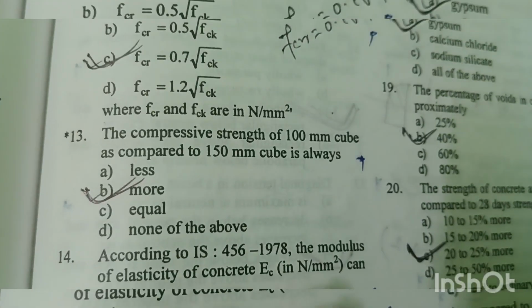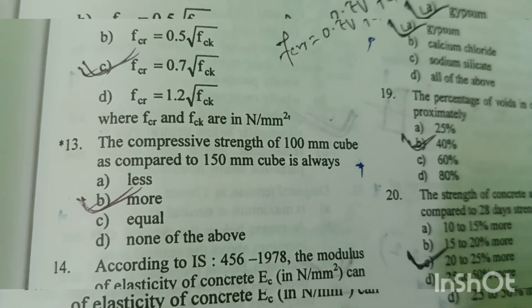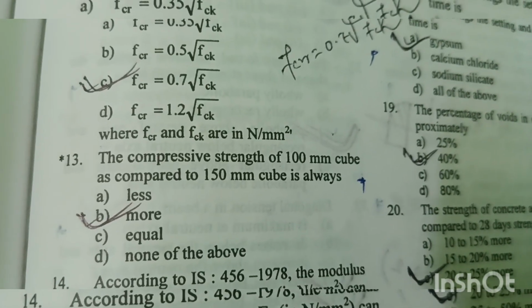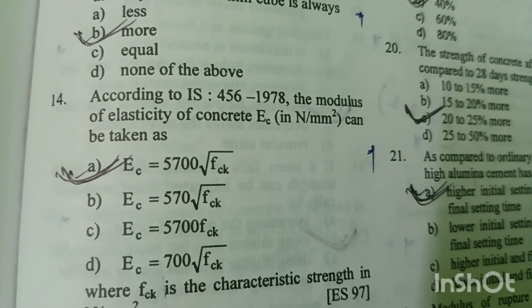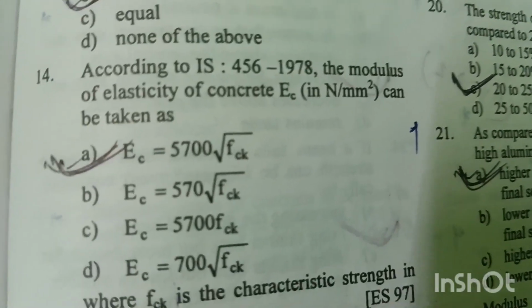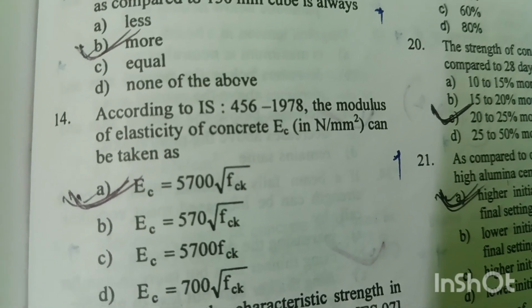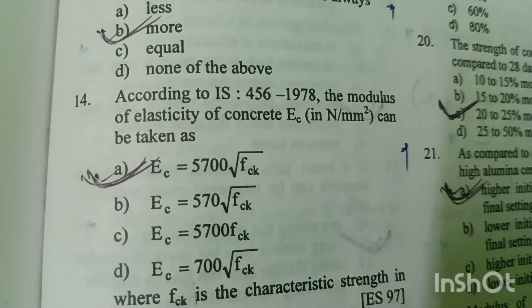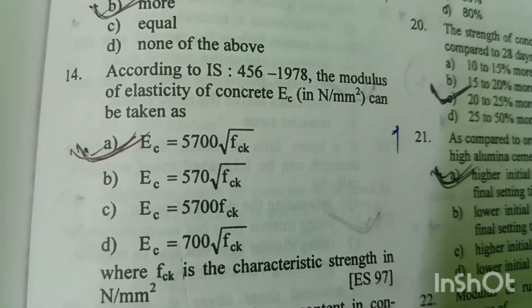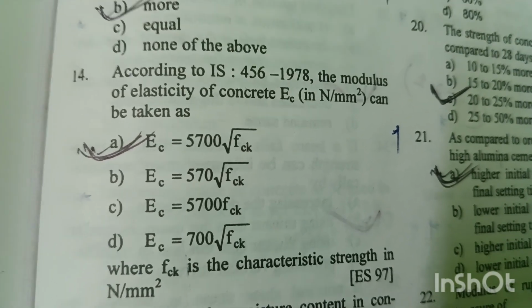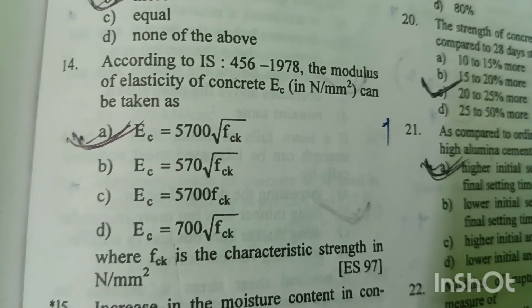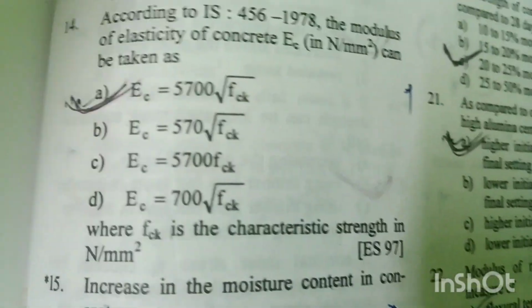Question number 13. The compressive strength of 100 mm cube as compared to 150 mm cube is always more. Option B is right answer. Question number 14. According to IS 456/1978, the modulus of elasticity of the concrete EC in Newton per millimeter square can be taken as equal to 5700 into root over FCK. Option A is right answer, where FCK is the characteristic strength in Newton per millimeter square.